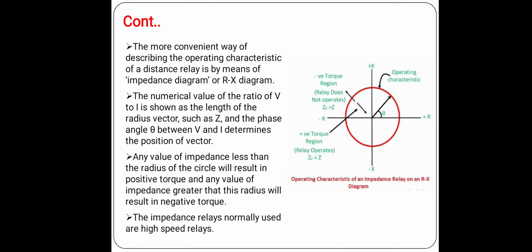The impedance during a fault, whether inside the protective zone or an external fault, will lie either inside the circle or outside the circle. When the impedance value is inside the circle during fault condition, the relay will operate because its value is less than the vector radius, which is equal to Z. And when the impedance during the fault condition is greater than this radius value, the relay will not operate.